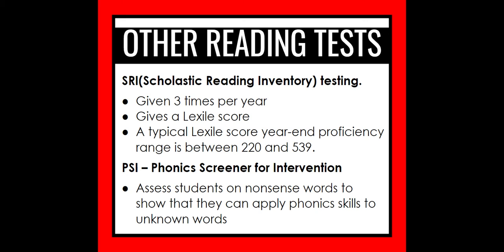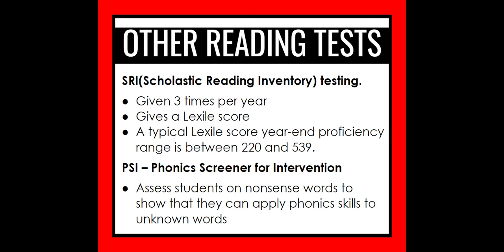And these are our last two reading tests I'm going to talk about for this evening. The SRI is called the Scholastic Reading Inventory, and this is usually done in the library with Miss Kublank during their media center time. And it is also given 3 times a year, and it gives a Lexile score. So a typical Lexile score for the year end proficiency is between a 220 and a 539. And knowing this Lexile score is really going to help your child be able to pick books on their level that they can read from the library.